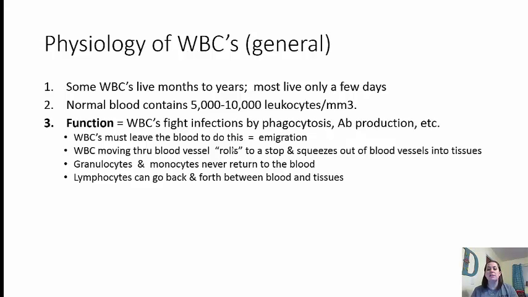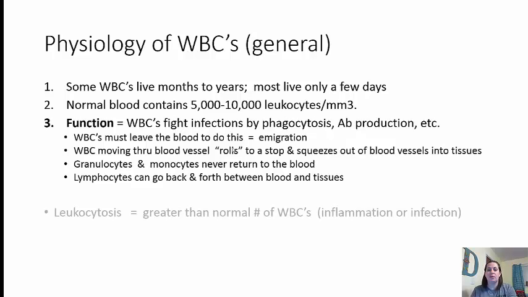Granulocytes and monocytes never return to the blood. Once they leave the blood, they cannot re-enter the blood. They're going to either stay in that tissue and die there, or they'll just remain there for the remainder of their time. Lymphocytes can go back and forth between the blood and the tissues. So they can go out into the tissue, complete their job, and then re-enter the blood, move to a new area, and so on.